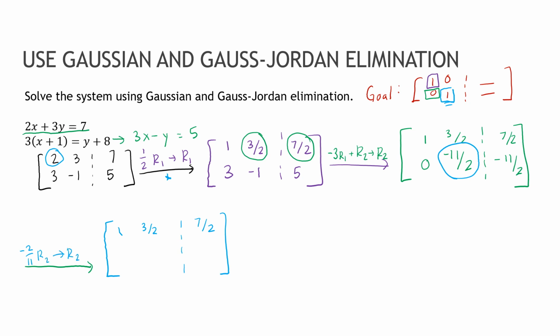So I'm going to take negative 2 elevenths times row 2 to be my new row 2. So my first row stayed the same. My second row, I'm taking negative 11 halves times negative 2 elevenths, and magically I just get 1. So this is 0, 1, 1.